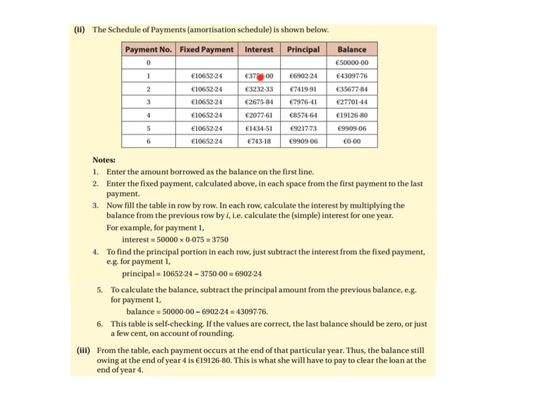To find out how much principal we've paid off for this year, we take the fixed payment, which is 10,652.24, and we take away the interest in order to get the principal. So that means that in the first year, I've paid off 3,750 in interest and 6,902.24 of the principal. Now, in order to find out how much I owe for the next year, taking this away from this will give me how much I actually owe, or the principal, for the end of the first year.